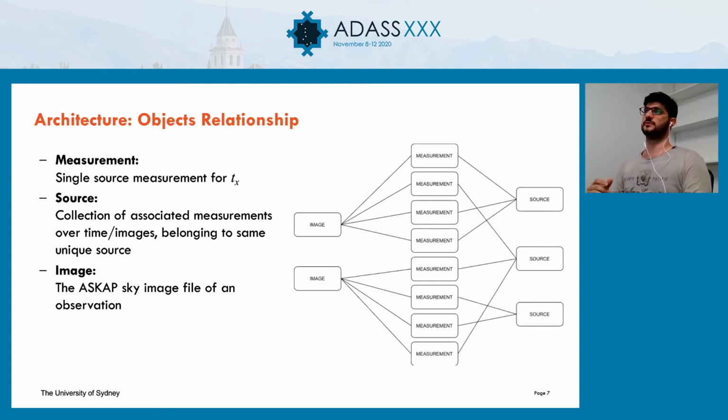Essentially, we define a measurement as a single source that was taken at a specific point in time, and then we associate those measurements into sources, where a source is a single astronomical object.